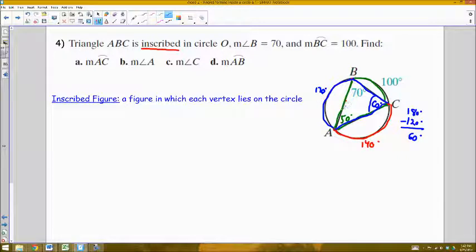One check for ourselves is that we know that the sum of the arcs within a circle is 360, and if I add 100, 120, and 140 together, I do get 360, so that's a check. So when I go to answer these questions, now that I've solved each of these bits, the measure of arc AC is 140, the measure of angle A is 50, the measure of angle C is 60, and the measure of arc AB is 120.